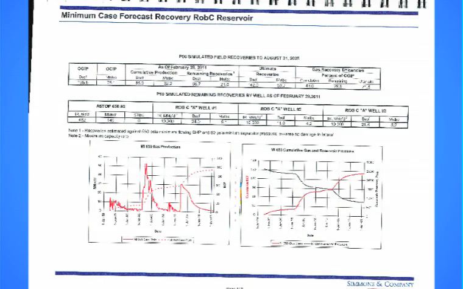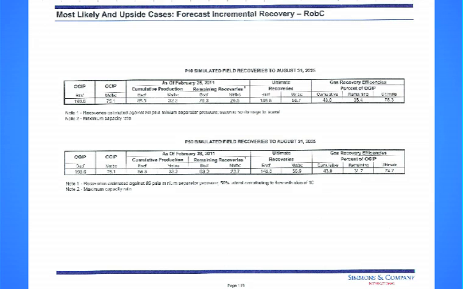The P90 case is based on 2 criteria. First, the maximum capacity rate is limited to 10 million cubic feet per day per well. Secondly, the recoveries are estimated against 550 psia minimum flowing bottom hole pressure and 50 psia minimum separator pressure, and the P90 case assumes no damage to the laterals.